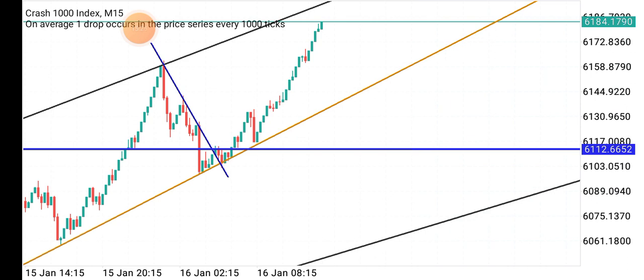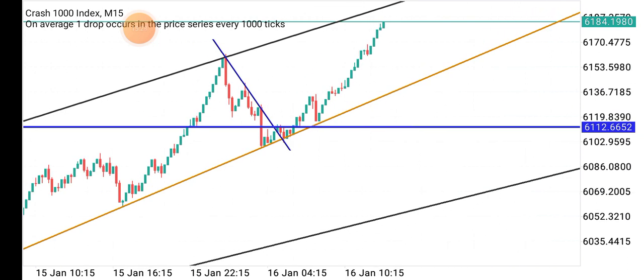Guys, this strategy works for catching spikes and also for scalping the market, boom and crash market. You can also apply this strategy to trade volatility pairs.